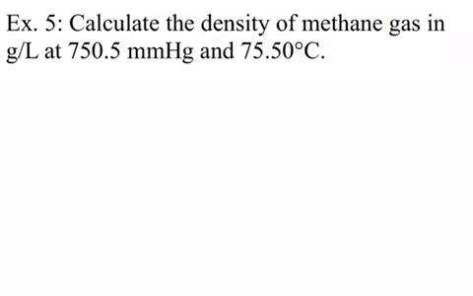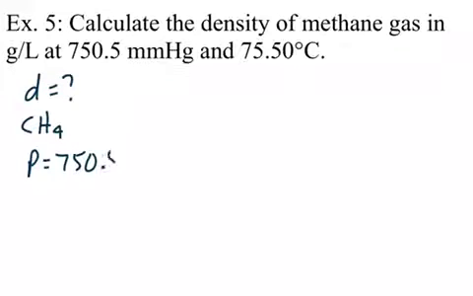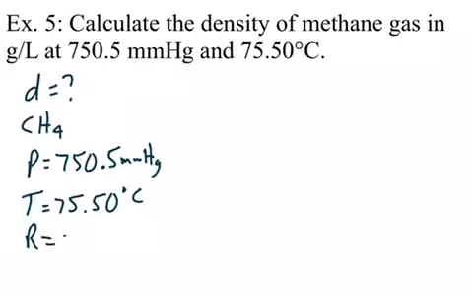This one's very similar to the one we just did, except this one has actual numbers. We're looking for density one more time. This time it's methane gas. We're going to need to find the molar mass in a minute. They do give us a pressure of 750.5, notice it's millimeters of mercury, and a temperature of 75.50 degrees Celsius. And I'll go ahead and write R here as our constant.